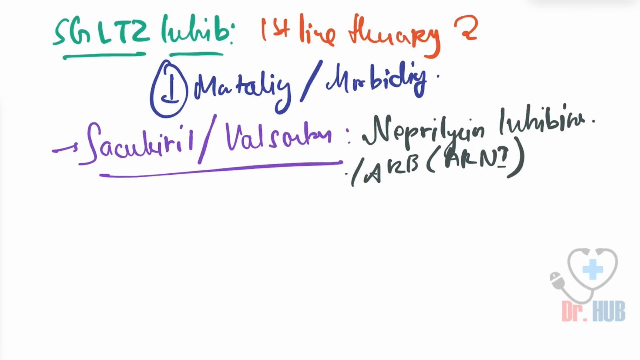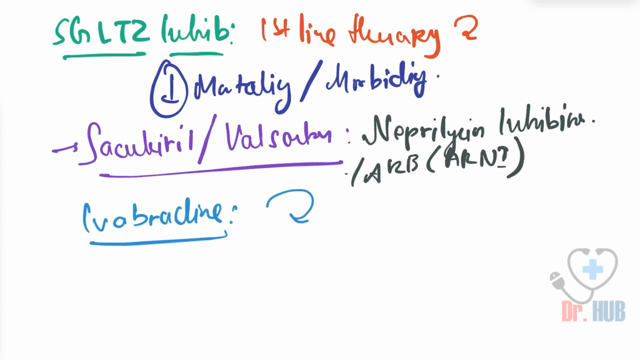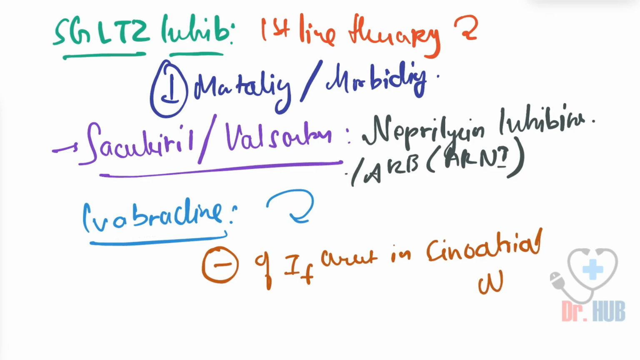Then we are looking at the drug ivabradine. What is the use of this ivabradine? This ivabradine is an inhibitor of the current in the sinoatrial node.